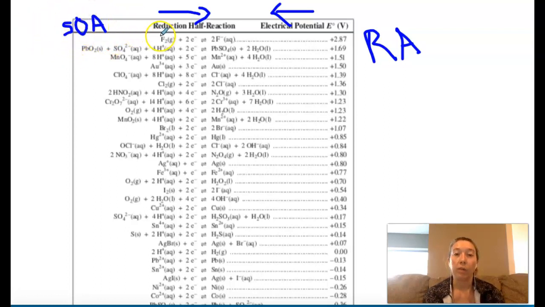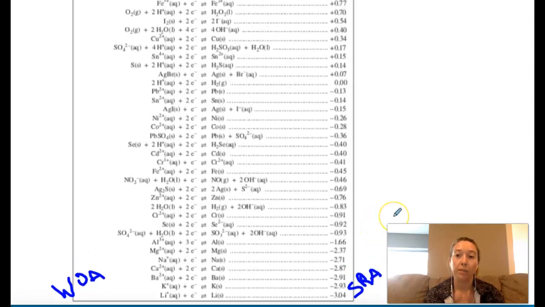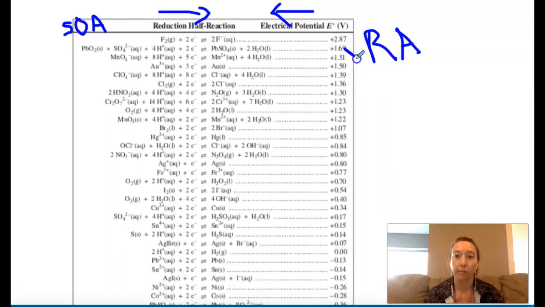That's so that you know that fluorine is the strongest oxidizing agent. Then as we go down the table, down to the bottom where we have lithium, this is going to be my weakest oxidizing agent. My reducing agents follow the opposite pattern, which is what we saw when we were looking at our bases. So we find that our strongest reducing agent is down in this corner, which means that our weakest reducing agent is up here. So they're in order.